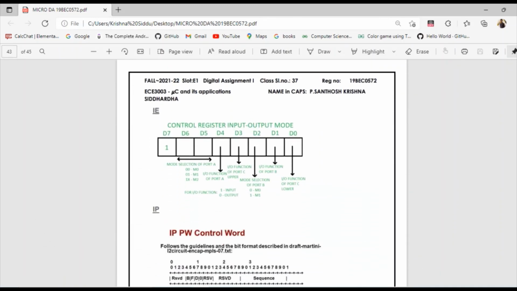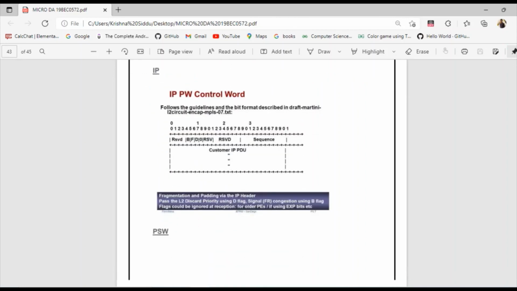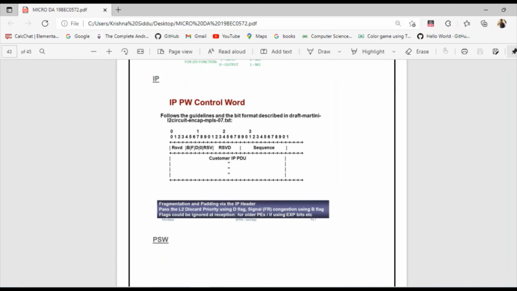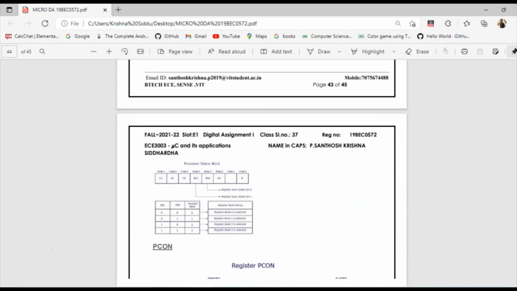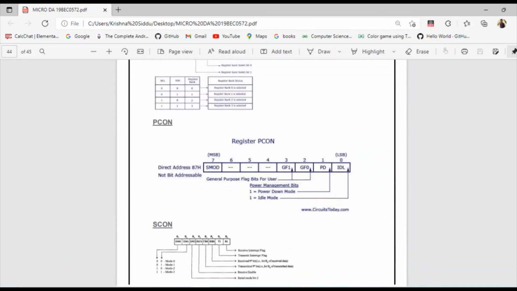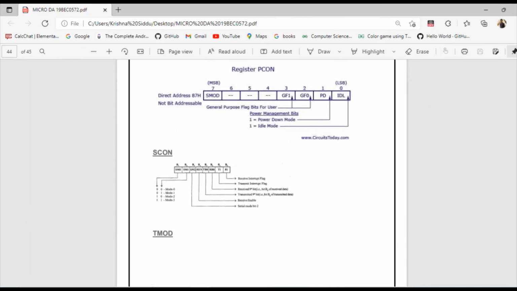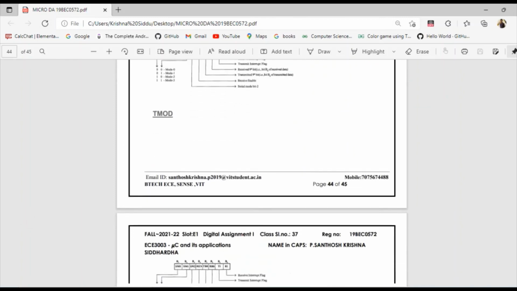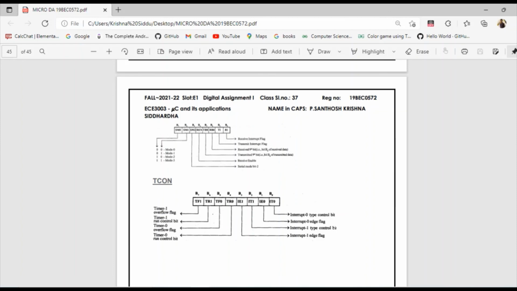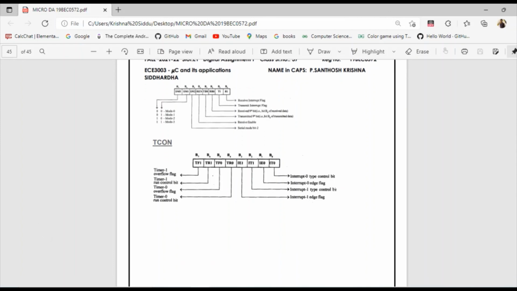IE has some control register input and output mode, from D0 to D7. Next, IP is the interrupt priority control word. You can clearly see what is there. Then PSW, the PSW block diagram is this one, and PCON. The rest of PCON you can see clearly. Next SCON and TMOD, and finally TCON.